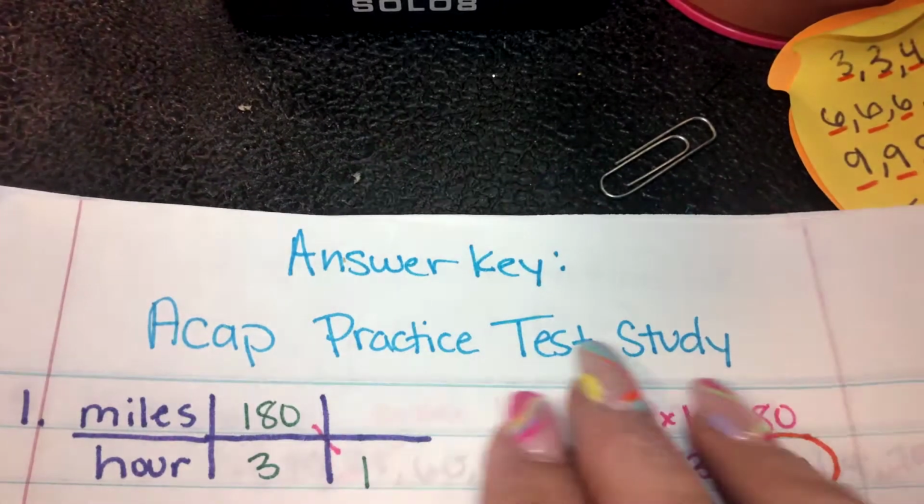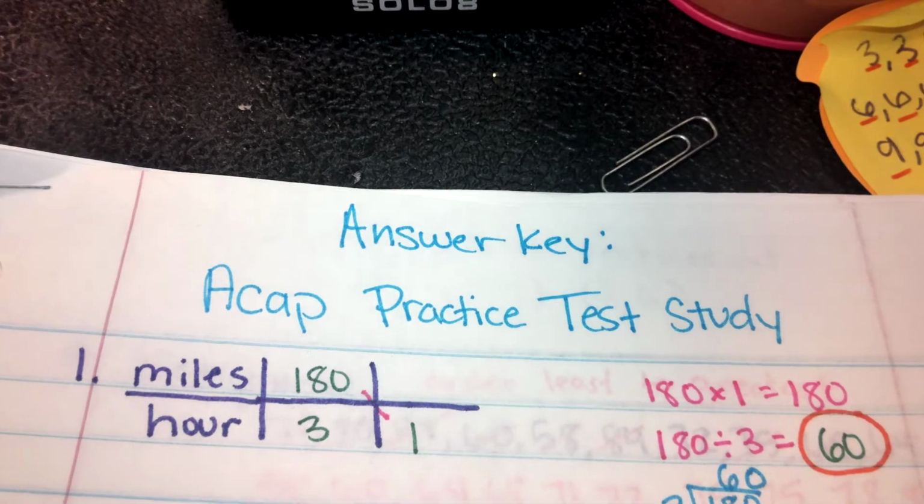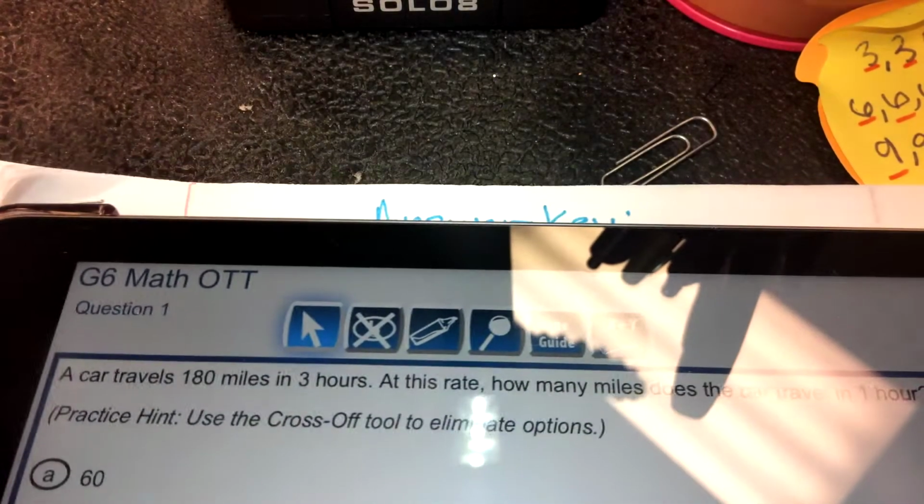Going over the ACAP practice test and how to do everything. So the very first question asks you, if a car travels 180 miles in 3 hours, at this rate, how many miles does the car travel in 1 hour?